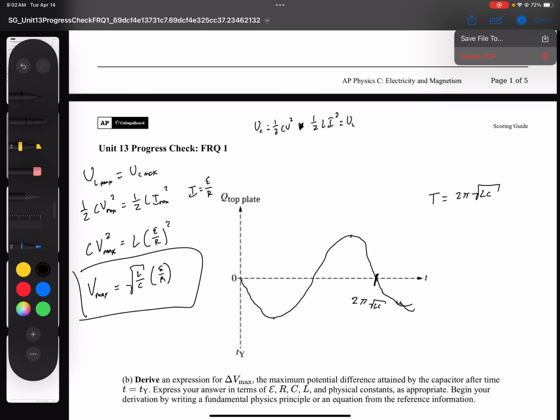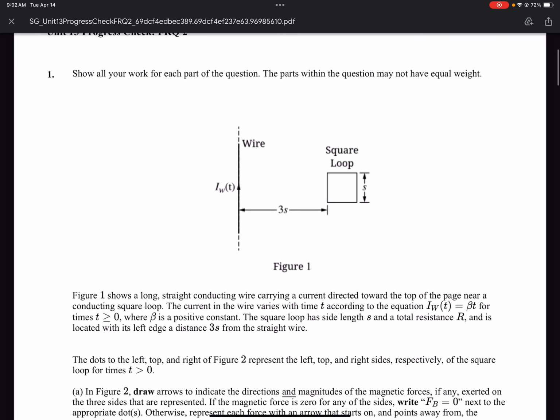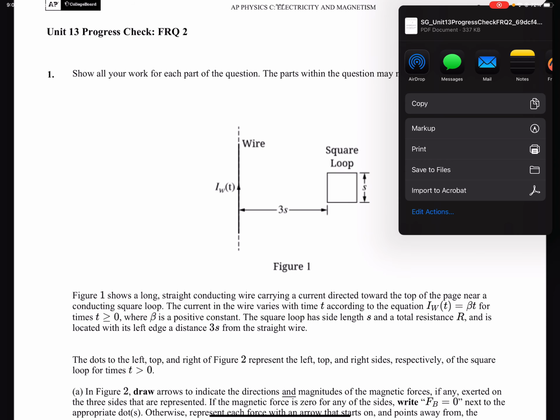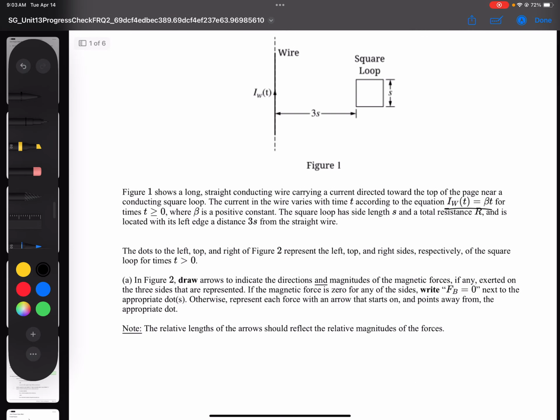The next one, we have a wire, and the current varies with respect to time. So I have this function that tells us about the current. Let's mark this up. I have this expression that tells us about the current, and I have a square loop here that has a side length of S, and it's 3 side lengths away from the wire. The wire is going to generate a magnetic field around it, and there's going to be some magnetic flux through the square loop. Importantly, the magnetic flux through the square loop is going to change. So that's how we're going to approach the first one.